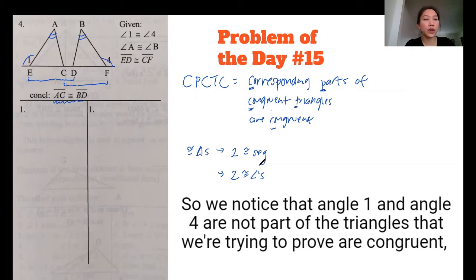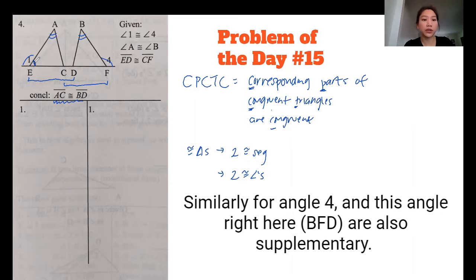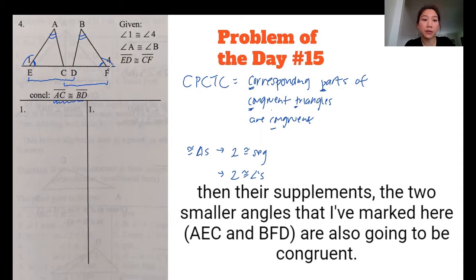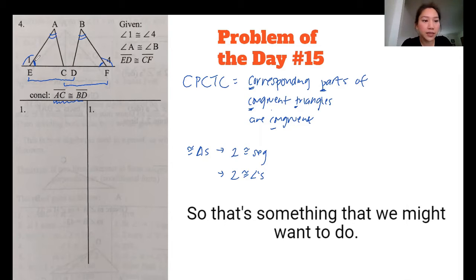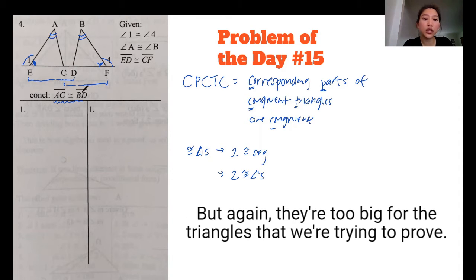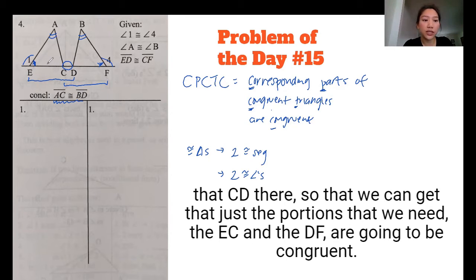So we notice that angle 1 and angle 4 are not part of the triangles that we're trying to prove are congruent, but angle 1 and this angle right here are supplementary. Similarly, angle 4 and this angle right here are also supplementary. So that means that if angle 1 and angle 4 are congruent, then their supplements, the two smaller angles that I've marked here, are also going to be congruent. We can also see that the segments they've given us, ED and CF, are congruent. But again, they're too big for the triangles that we're trying to prove. So we're again going to use the subtraction postulate, and subtract the part where they overlap, that CD there, so that just the portions that we need, EC and DF, are going to be congruent.